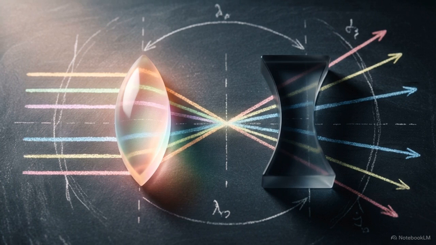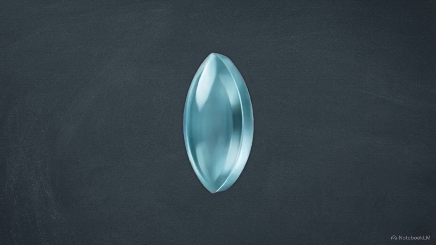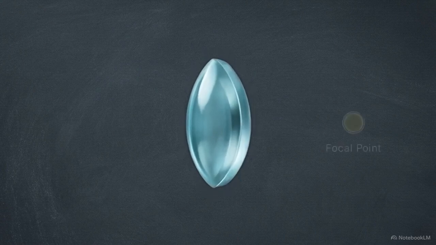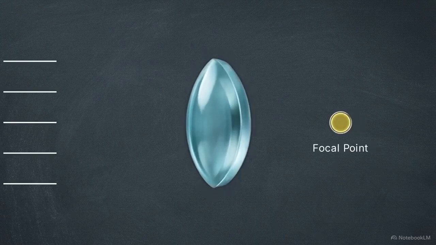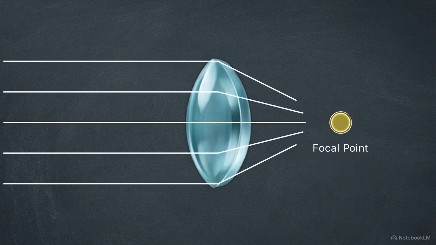That control relies on two distinct shapes. The first is the convex lens. You can identify it easily because it is visibly thicker in the middle and thinner at the edges. Because of that bulging center, convex lenses act as light gatherers. When parallel rays of light hit the glass, the curve forces them to bend inward, squeezing them tightly together on the other side.